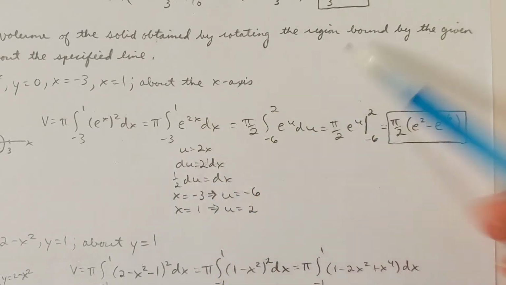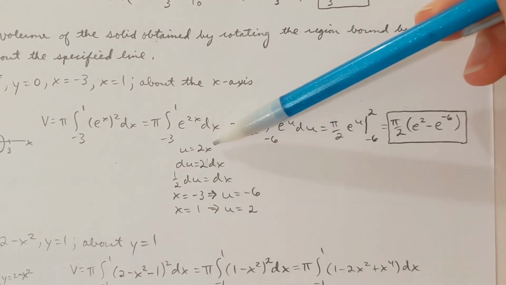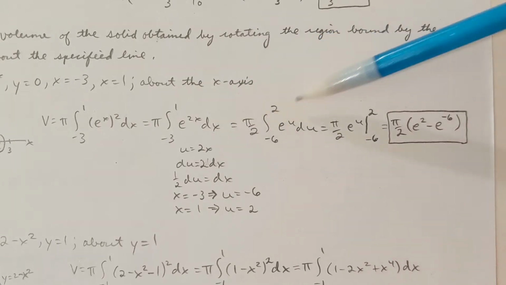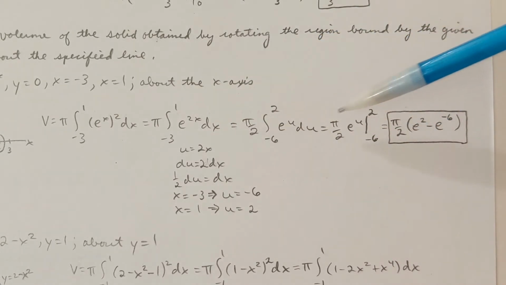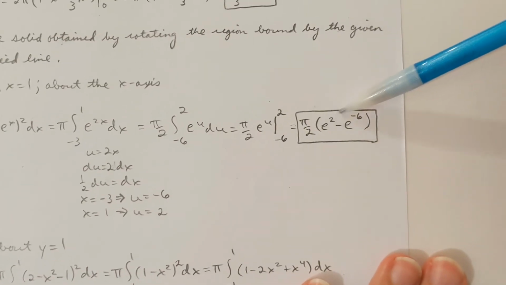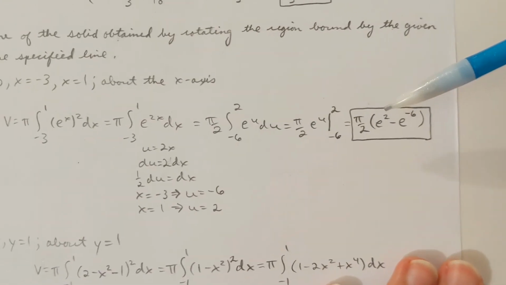Right now it's in terms of x. If x is -3, u would be -6. If x is 1, u would be 2. Okay? And the antiderivative of e to the u is e to the u. Plug in the bounds, you're going to have pi over 2 times the quantity e squared minus e to the -6. That would be the exact answer.